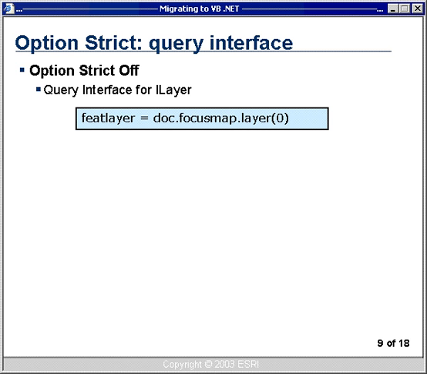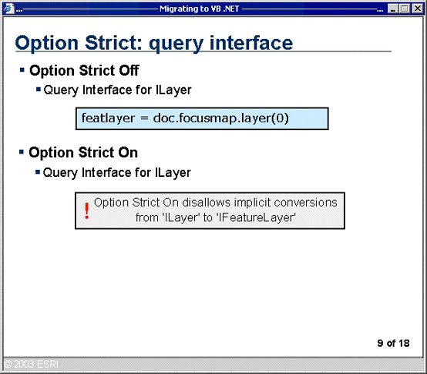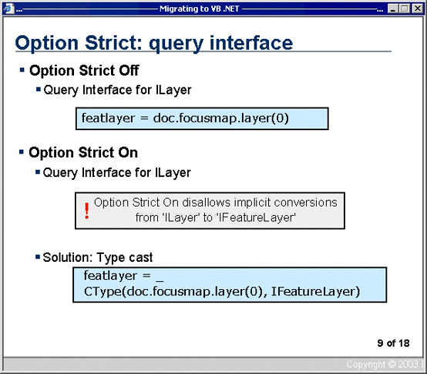The option strict statements also affect QueryInterface. With option strict off, you can write code to call QueryInterface in much the same manner as you wrote Visual Basic 6 and ArcObjects code. However, with option strict on, that same syntax will fail as you are writing the code and again when you attempt to build. You can QueryInterface using option strict on by casting your object using the CType expression. And again, we highly recommend that you work with option strict on.